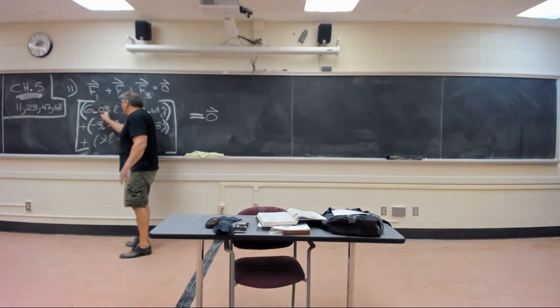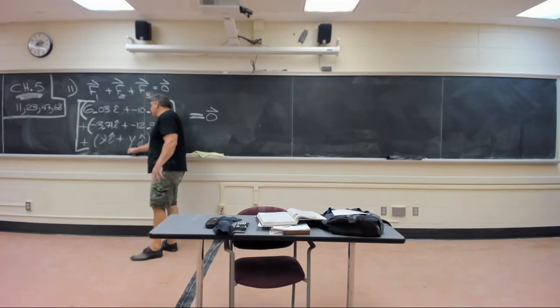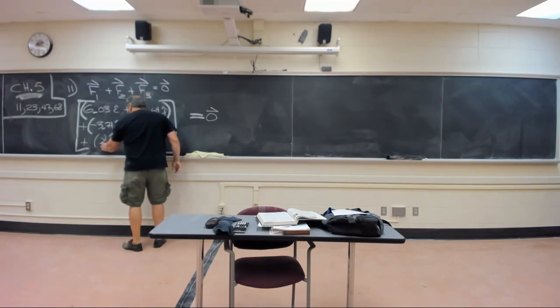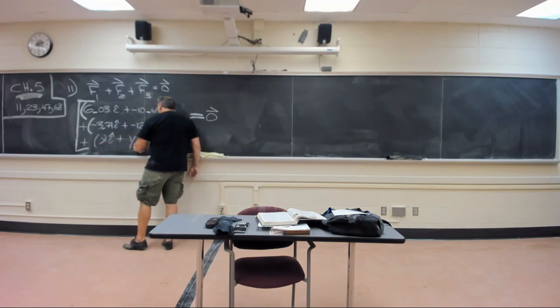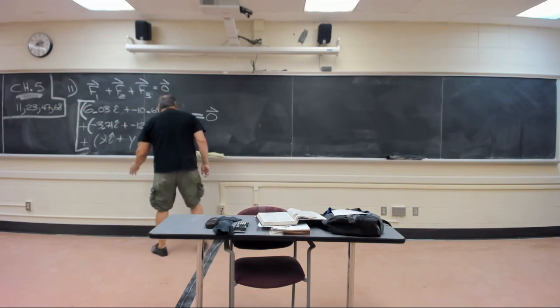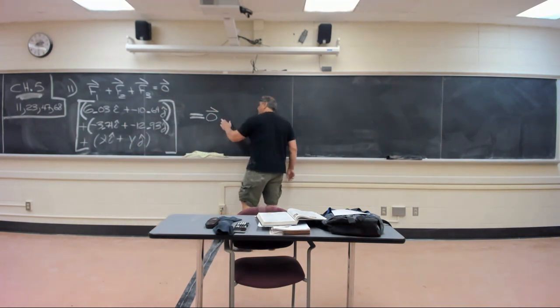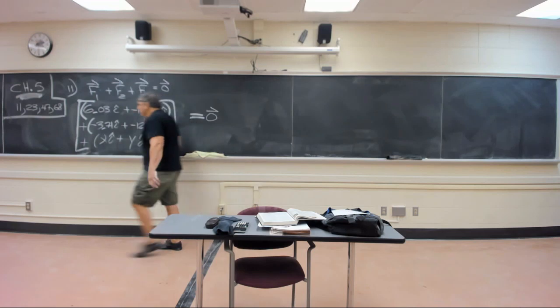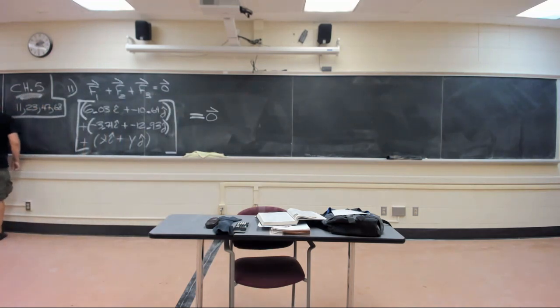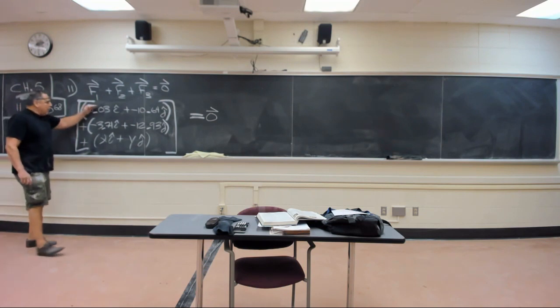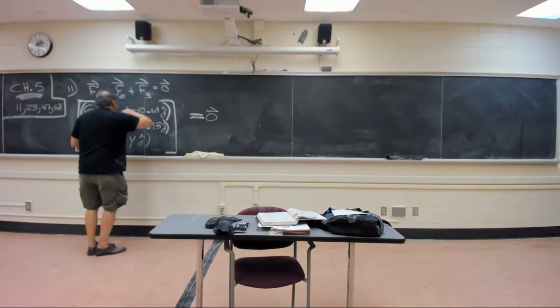F1 vector, that's this guy. F2 vector, that's the second guy. F3 vector is unknown, so I'll just say I don't know what the x component is, I'll just say it's x. I don't know what the y component is, I'll just say it's y. But when I add all three of these vectors, I get the zero vector.